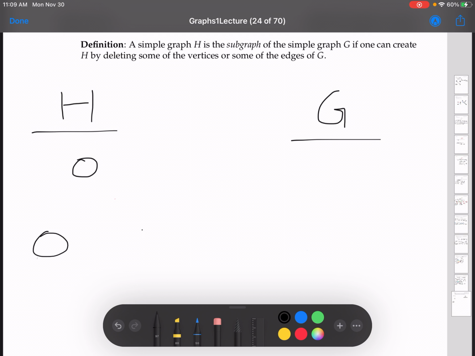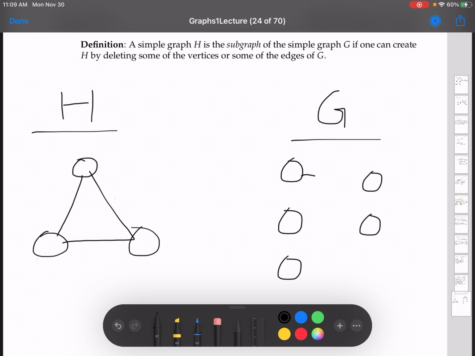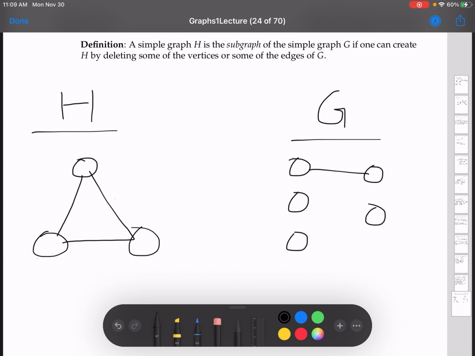Let's do this one here. Oops, okay, same thing. Oh man, what a disaster with this, huh? Okay, let me draw this again. 1, 2, 3, 1, 2.